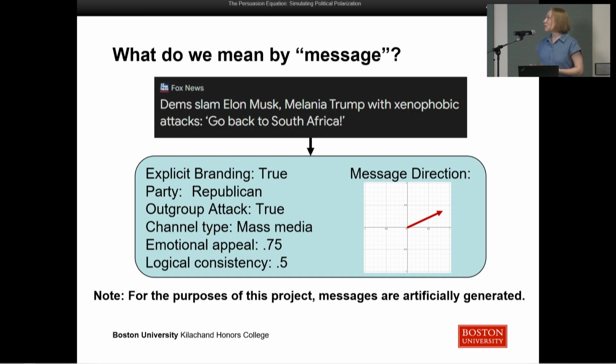So for the purposes of my model, a message is anything from a headline to a social media post, and they're defined by several key traits, which you can see here, but the most important one is the message direction, which is where the message falls on the political spectrum, which I just explained, and it's basically the stance that the message is trying to convince you of. For the purposes of my project, messages are artificially generated, so I'm not using actual headlines or social media posts, but the generated messages are meant to replicate those sorts of messages.